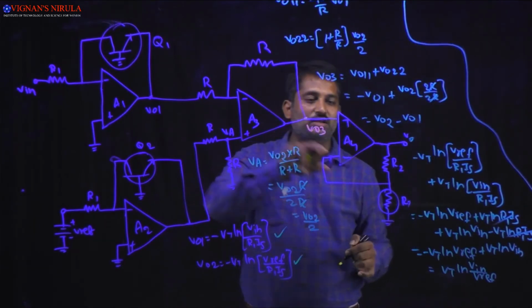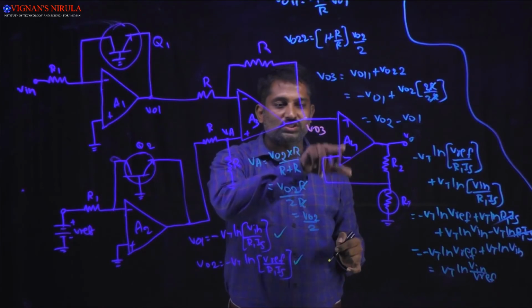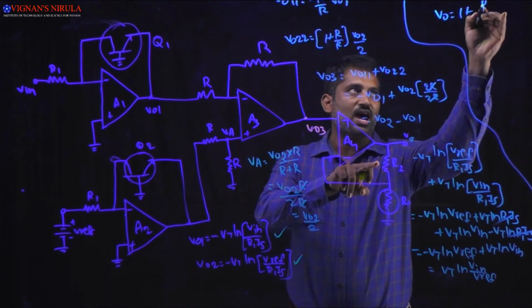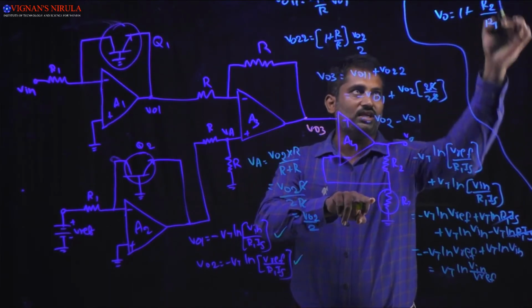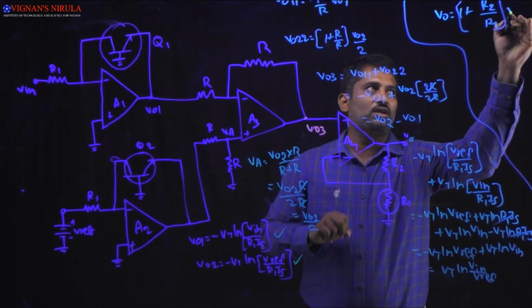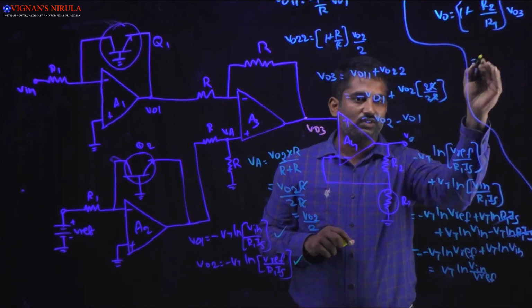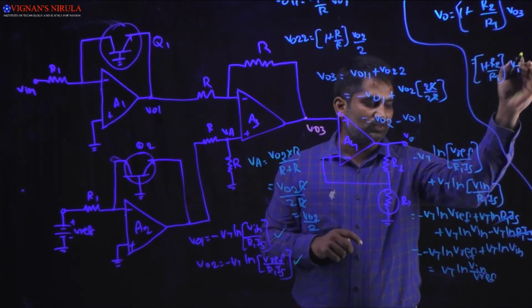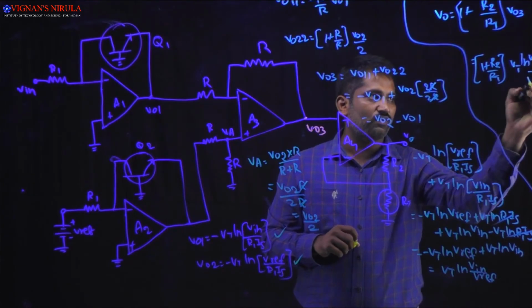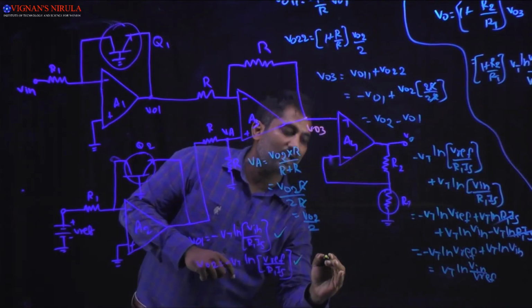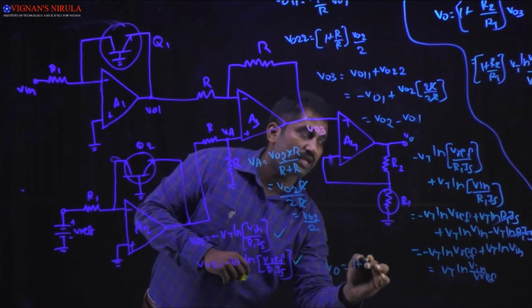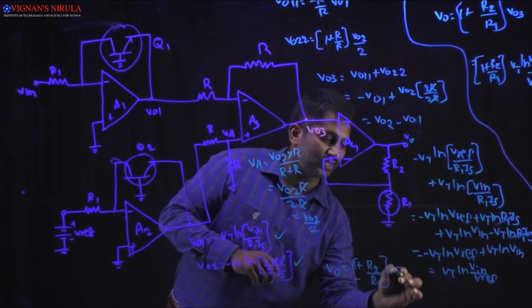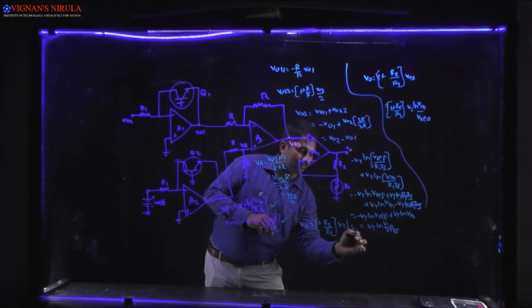That will be applied as an input of the op amp A4, which is nothing but the non-inverting op amp. So finally V0 is equal to 1 plus, here RF means R2, divided by RT into V03. So here it is V03. We will get it as 1 plus R2 by RT into V03, which means VT into ln of Vin divided by V reference. Once again, V0 is equal to 1 plus R2 divided by RT, into VT into ln of Vin divided by V reference.